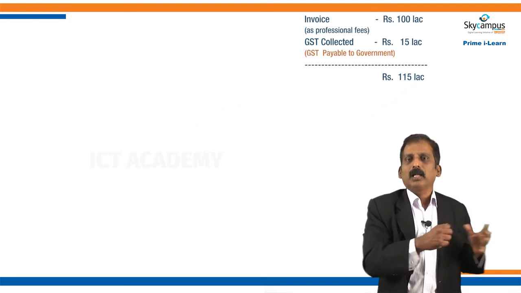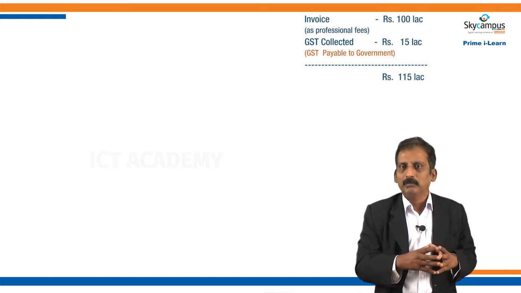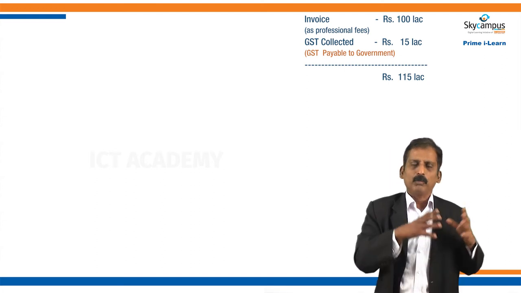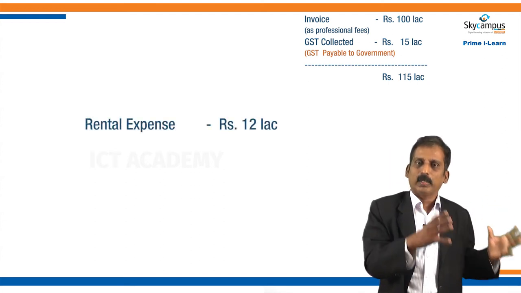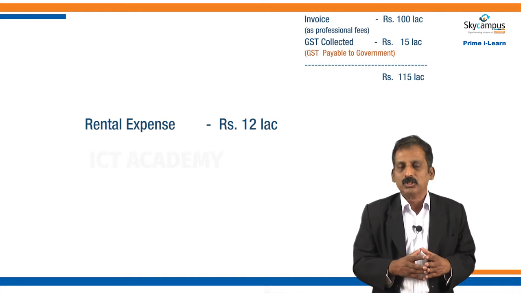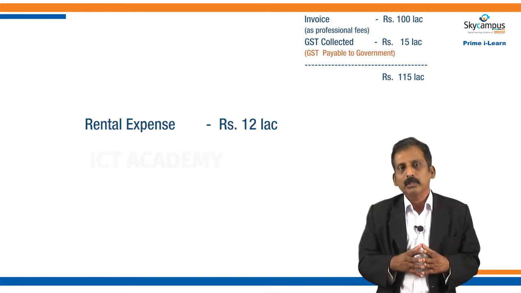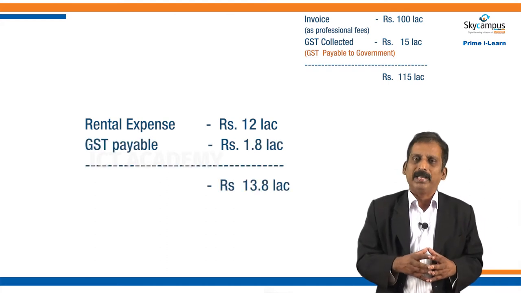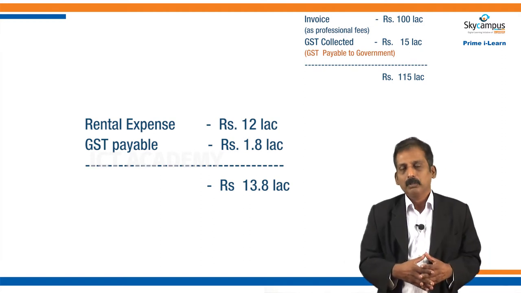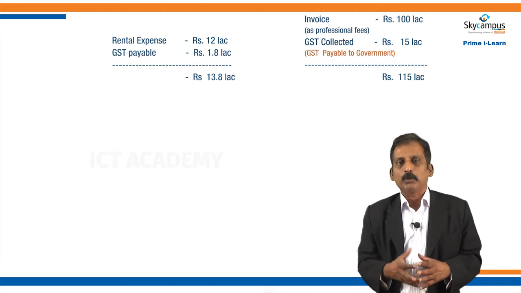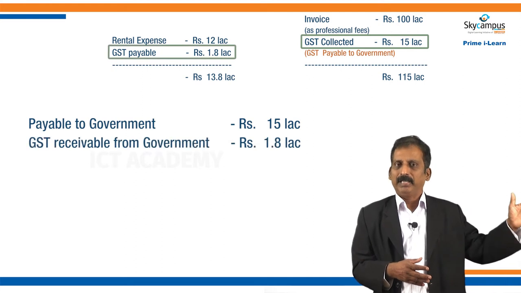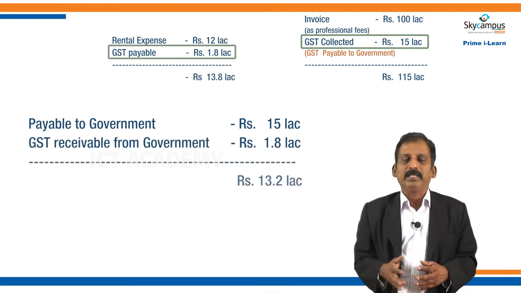In the running of its business, this public accounting firm has, say, taken a place on rent, and let's for a moment assume that the rent that it pays is 12 lakhs. Assuming that the goods and service tax on rental is 15%, it would actually be forking out 1.8 lakhs by way of service tax and pays it to the landlord. Now, when it is required to deposit 15 lakhs to the Government of India, it can net off the 1.8 lakhs that it paid to the landlord and remit only 13.2 lakhs.